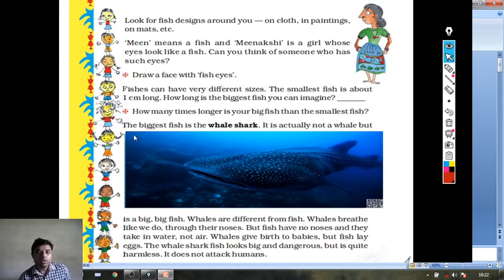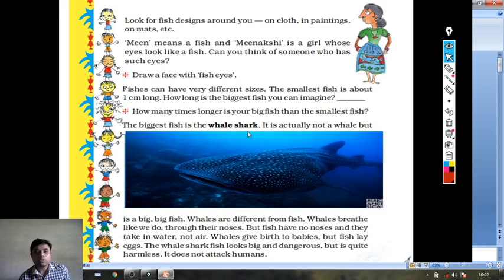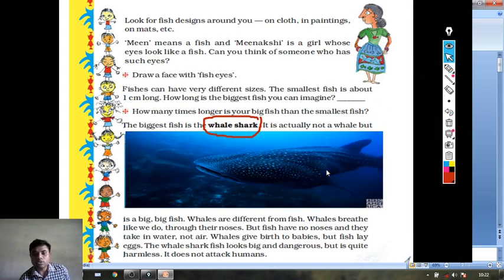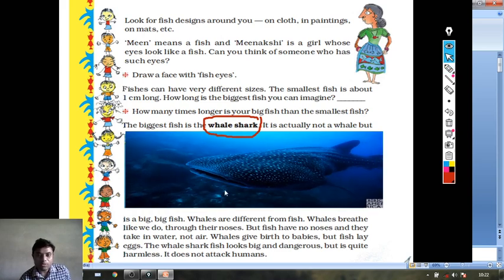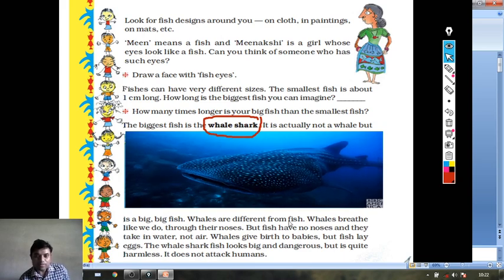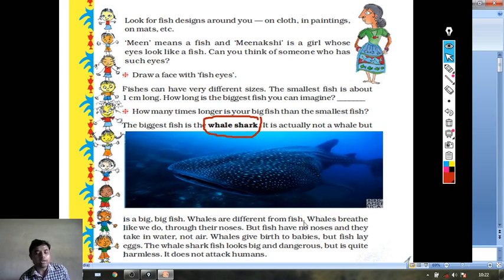Now, the biggest fish is the whale shark. So what is the biggest fish? The biggest fish is the whale shark. It is actually not a whale, but it is a big fish. Look here, you can see how big this is. Look how beautiful it is also. Look at its mouth. Whales are different from fish. So what is the difference?